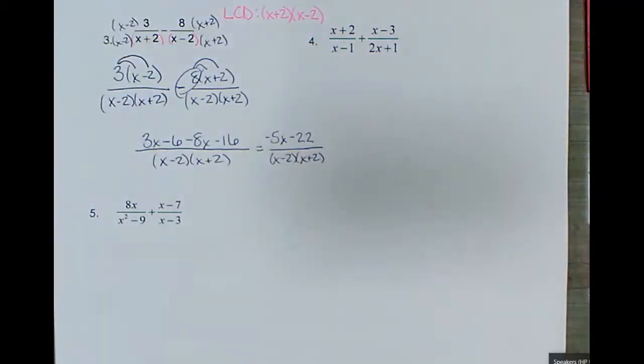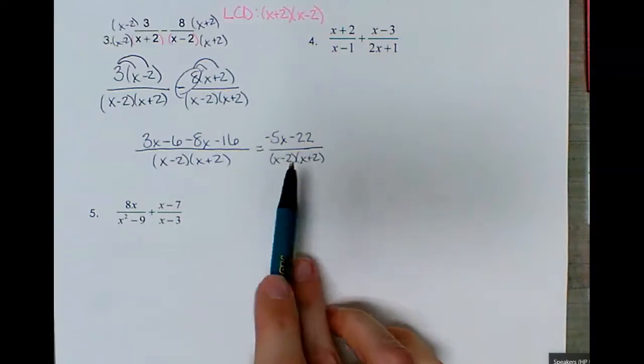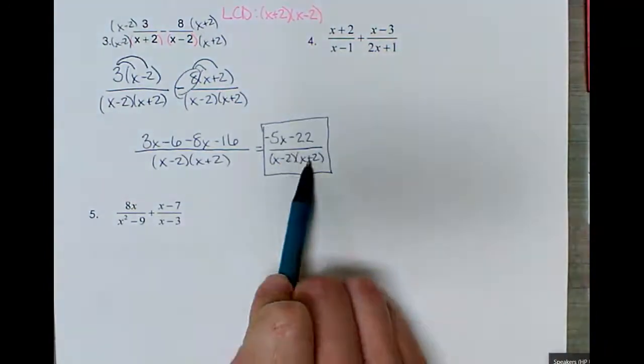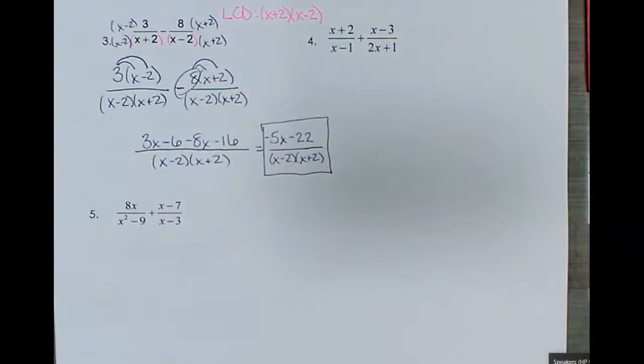Now, the only thing that I can factor out of the numerator is a negative, and that's not really going to cancel out with anything on the bottom, so this is my final answer. Notice how the denominator is my least common denominator.